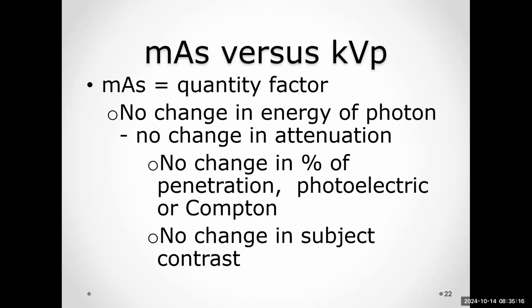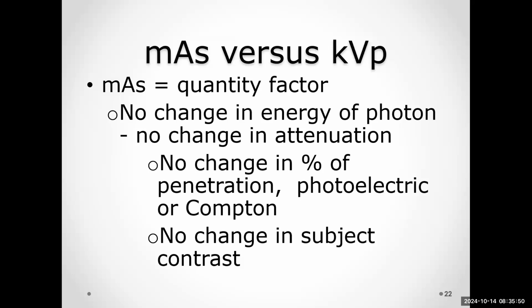Now, let's look at mAs. This should be becoming very easy to bring back because we've been talking about mAs for several weeks. We know that mAs is the quantity factor. So we use it to adjust receptor exposure because there is no change in the energy of the photon. So there's no change in attenuation. And this is an important statement, so highlight it, underline it, star it, whatever.